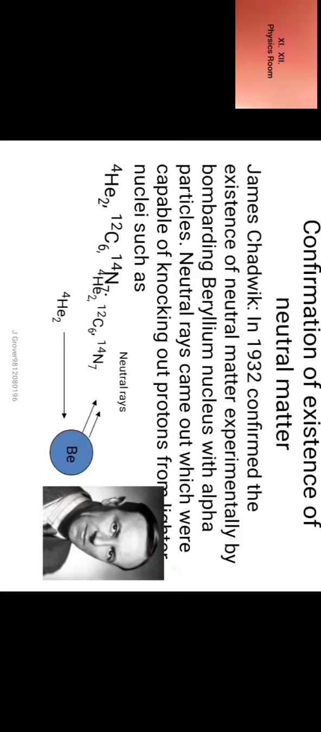Then confirmation of existence of neutral matter was made by James Chadwick. James Chadwick in 1932 confirmed the existence of neutral matter experimentally by bombarding beryllium nucleus with alpha particles. The diagram is shown below.